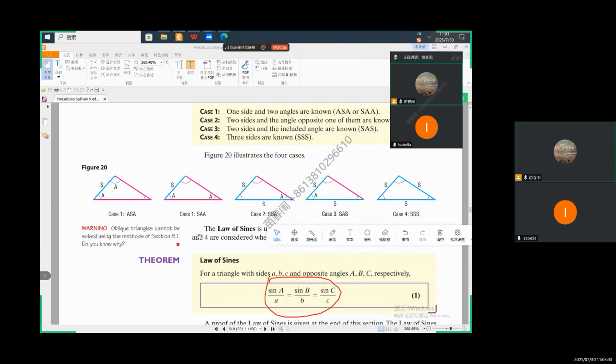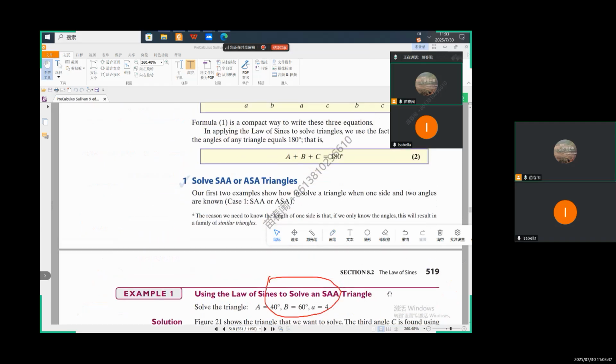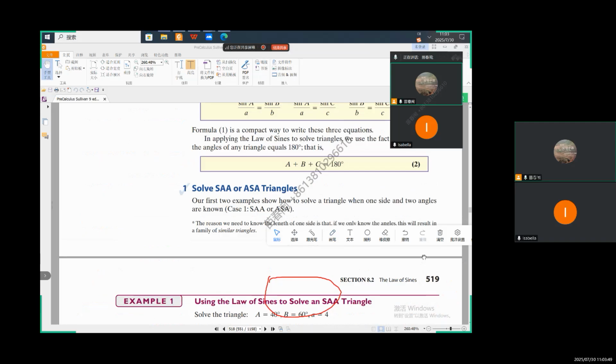Use this. This is called the sine law, or law of sines. For example, example 1, solve the triangle. Oh, okay. Right angle. Yeah, we need to remember this again.